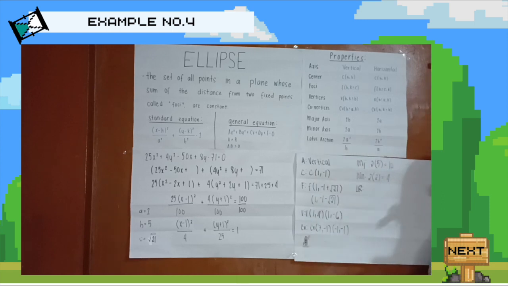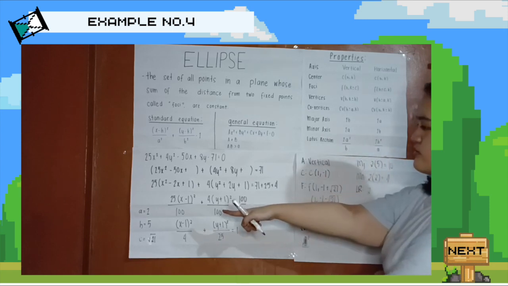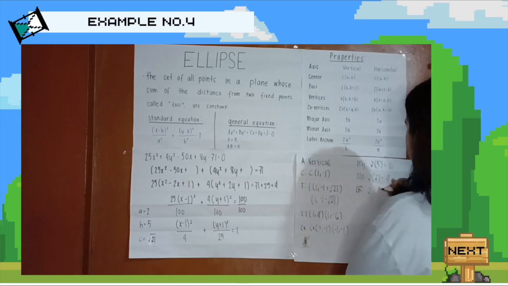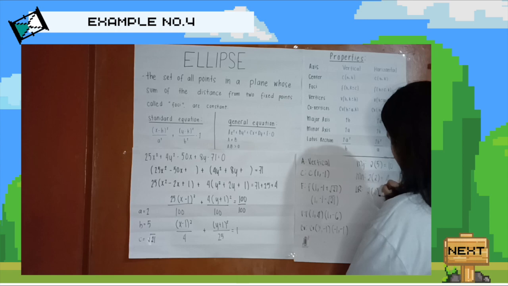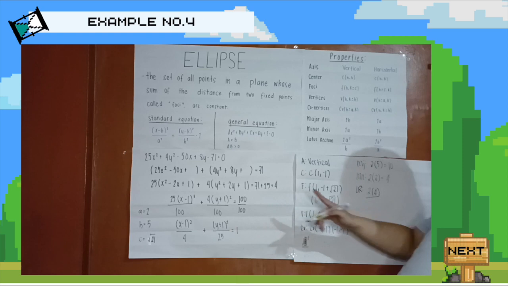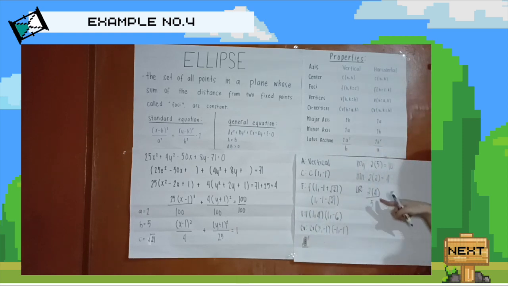To solve for LR, we will be using this: 2A squared divided by B. So A squared, so 2 squared is equal to 4. So 4 over B is 5. So 4 times 2 is 8. So 8 over 5. And this is our properties.